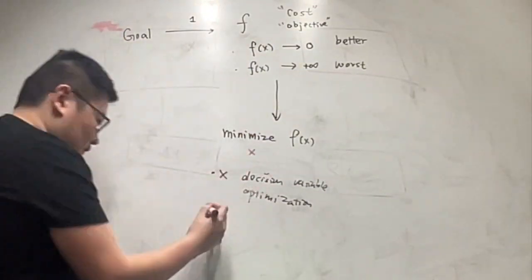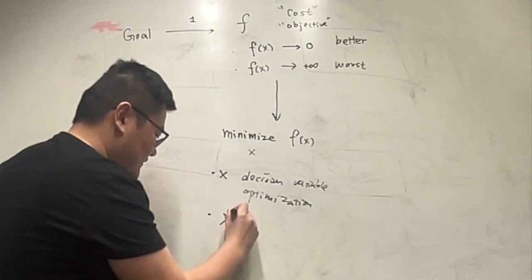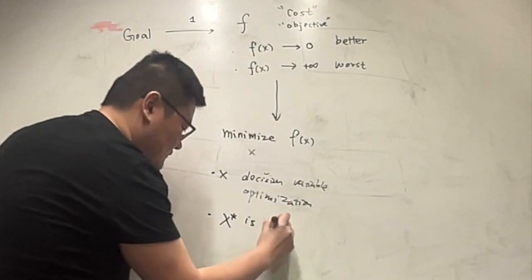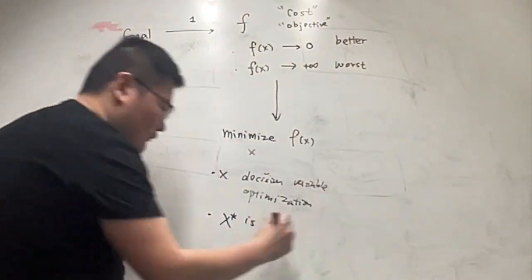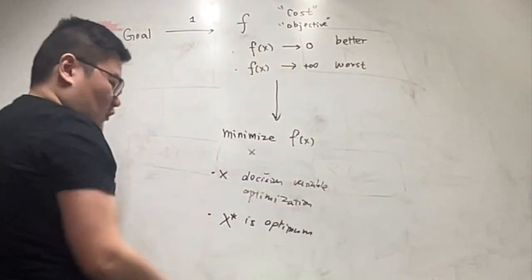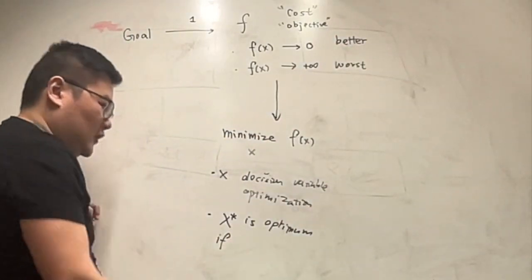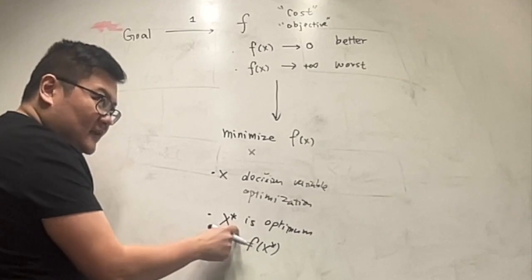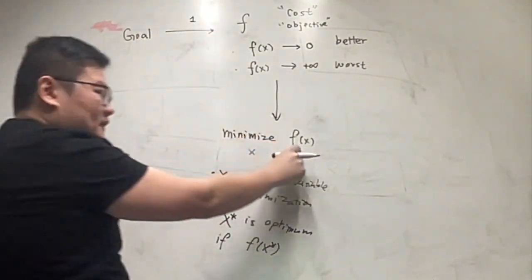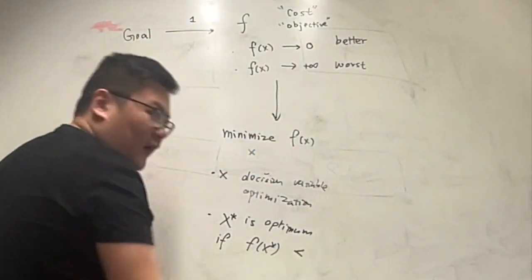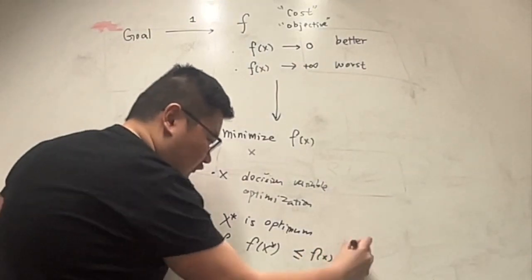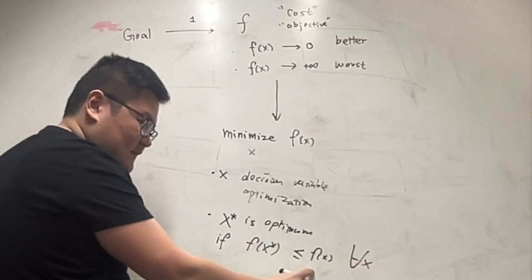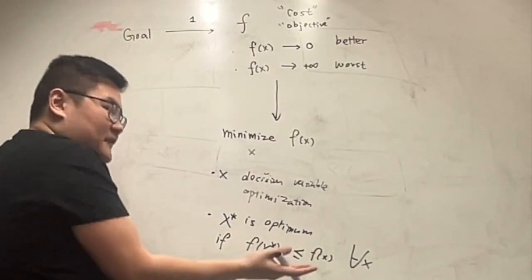In a mathematical sense, x star, usually we write a star to name this x, is the optimum variable, or the minimizer, if what? If f(x star) is the smallest among all f(x). That means f(x star) is smaller than or equal to f(x) for all x. Among all possible x, this one is smaller than every f(x), so of course this is the smallest. This is exactly the meaning of smallest.